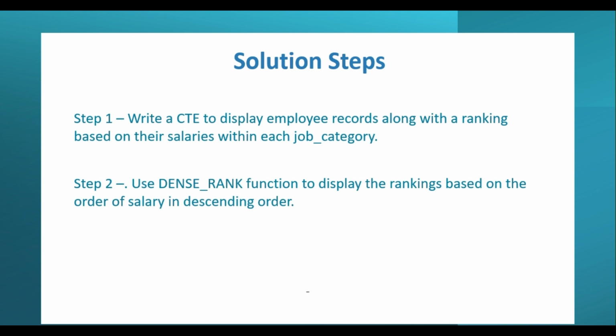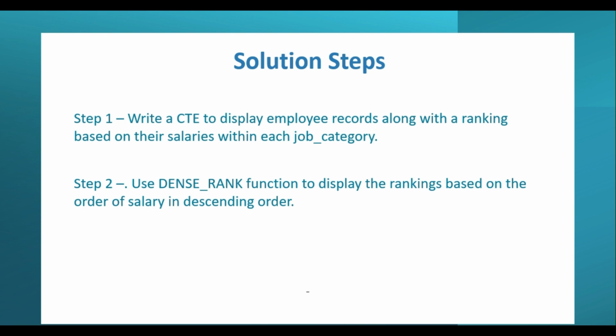Now the second step is what we already discussed. We are going to use the dense rank function to display the rankings based on the order of the salary in descending order. Since we have to find the third highest salary for each job category, we will be partitioning the data based on the job category, so we will apply the partition by clause on the job category column. Also, as we have to find the third highest salary, we will use the order by clause on the salary column in descending order. The dense rank function is the SQL window function that we are going to use here, and we will write the CTE to find the rankings.